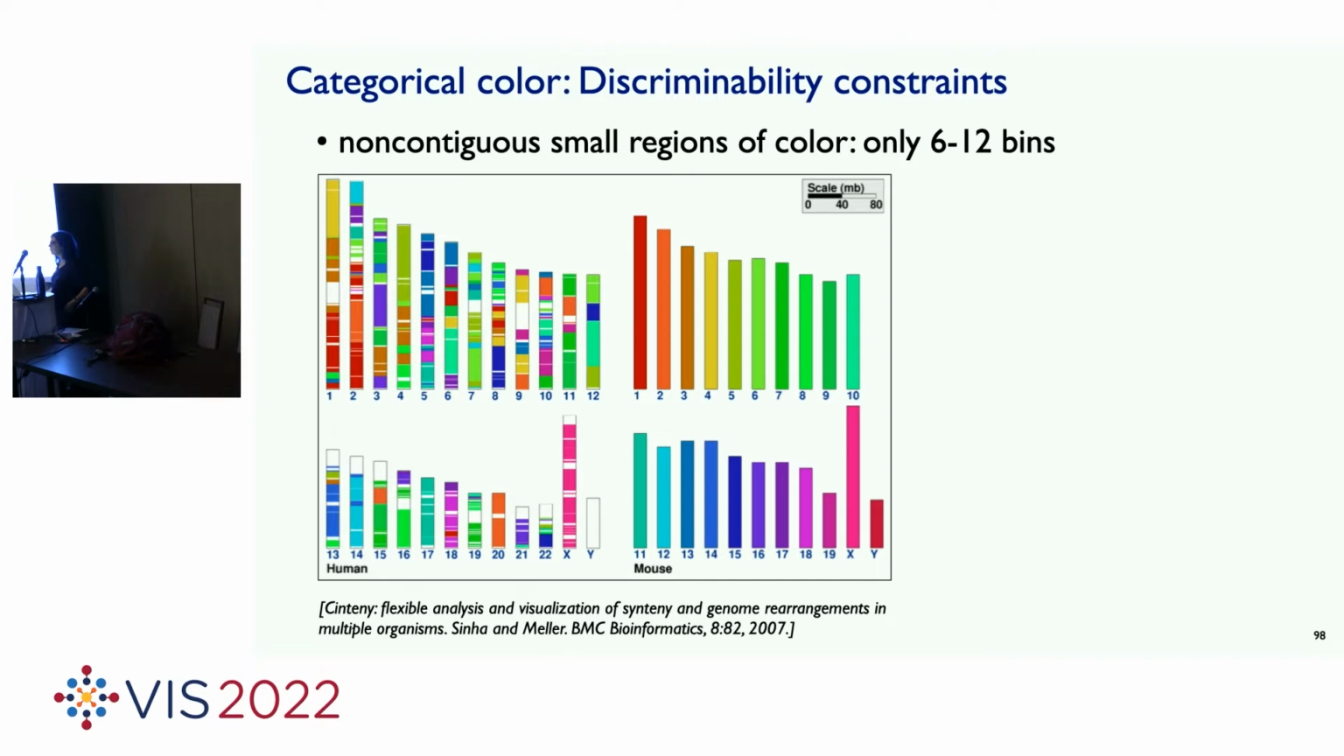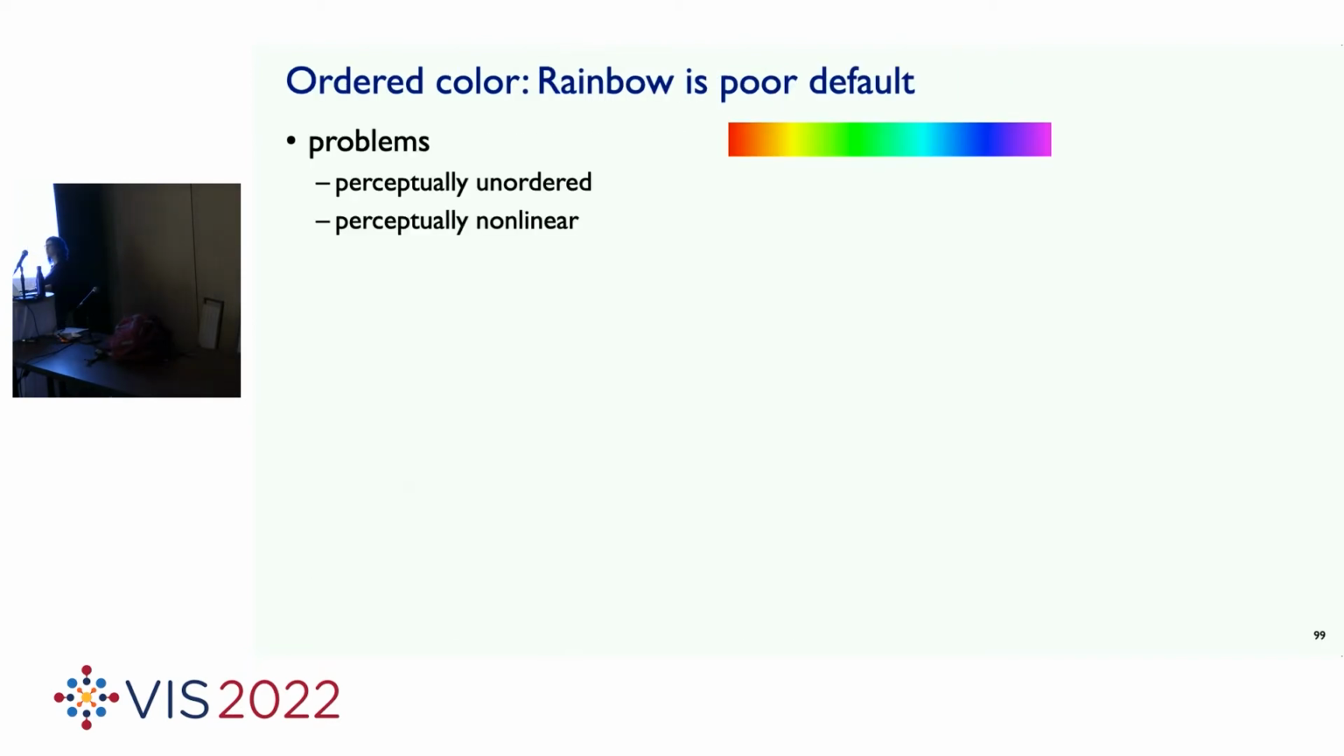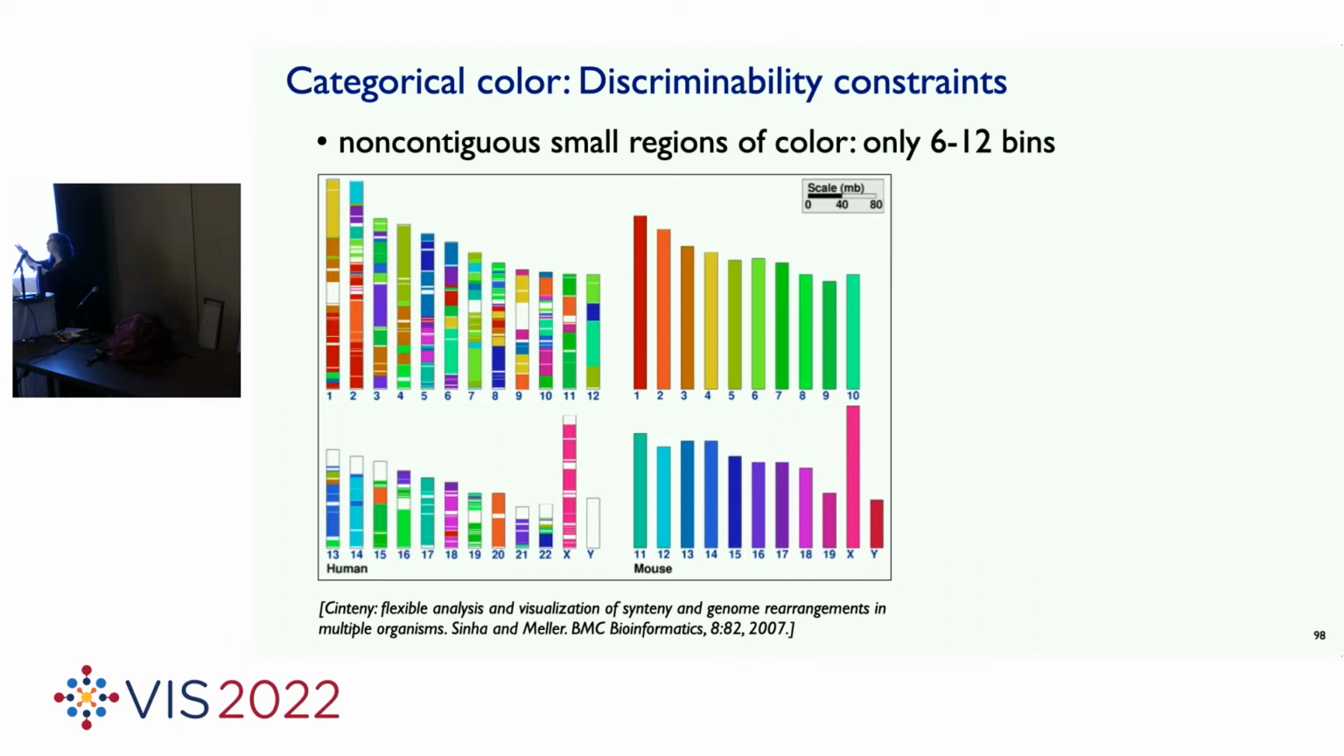So in general, a good rule of thumb is count on 6 to 12 bins with color if you have small regions that are scattered apart, not right next to each other, but small non-contiguous regions. You know, 6 to 12 is safe. Remember, you'll need a background color. You might need a highlight color. You might need a standard default color in addition to any others. So it's a really stringent constraint.